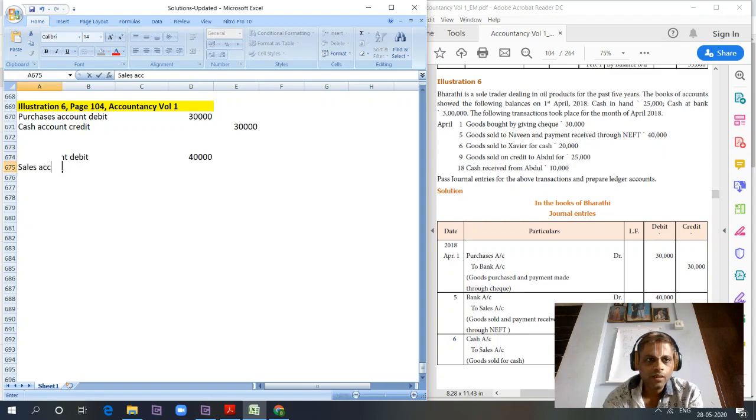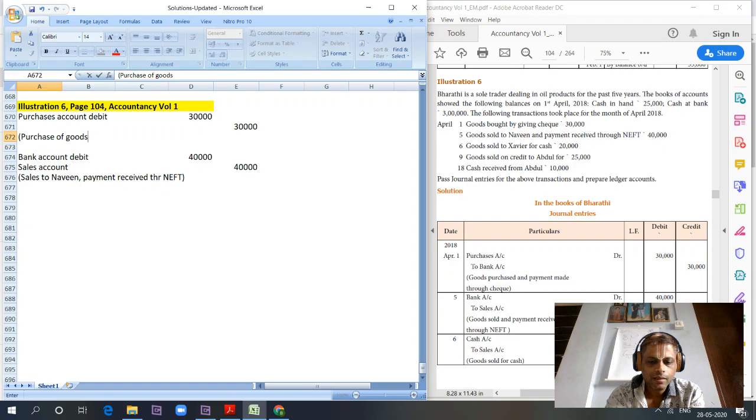Sales account 40,000 credit. Sales to Naveen, payment received through NEFT. Right. And here, purchase of goods by cash. Oh, by check. Aha, I missed it.